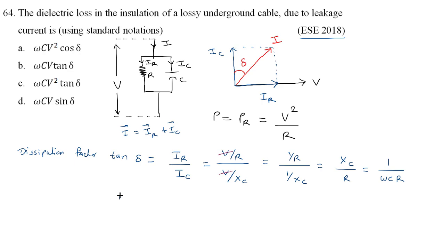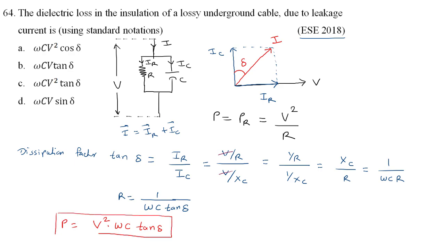Now from this, what will be R? R will be equal to 1 upon omega C tan delta. Now we can put this value of R in this equation. We get dielectric loss P equal to V square into 1 by R. If we do 1 by R, it will be omega C tan delta. So the dielectric loss is given by V square omega C tan delta. So the correct answer will be option C.